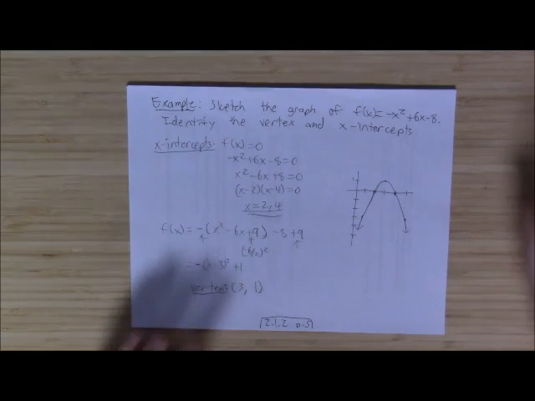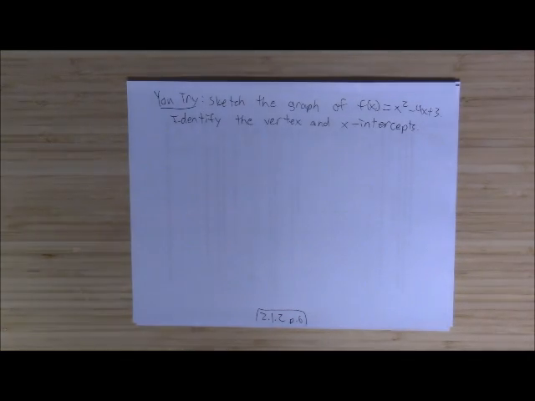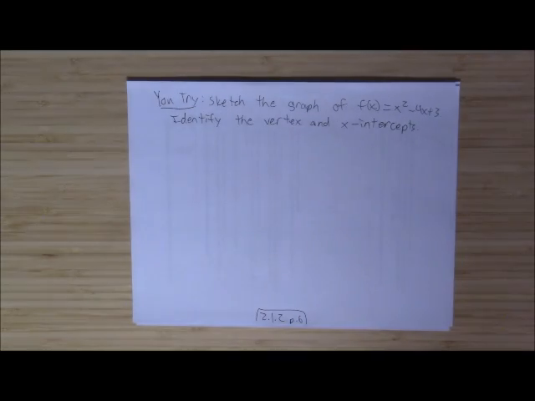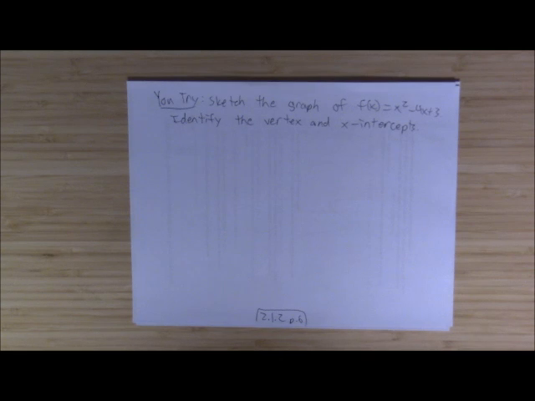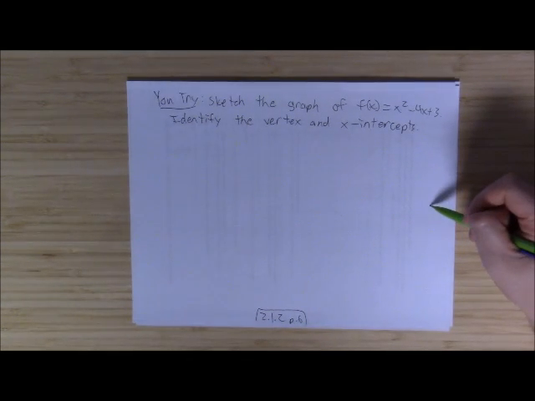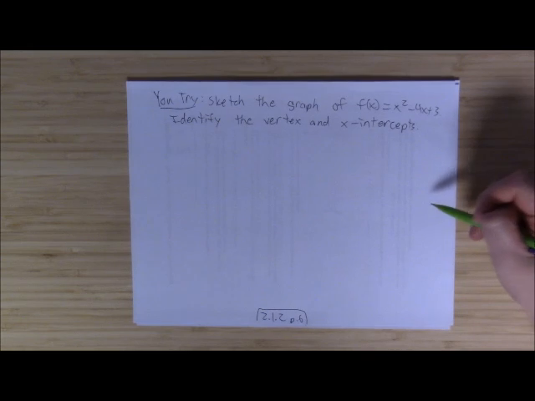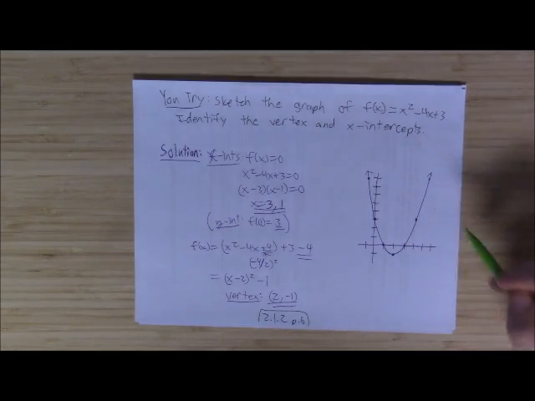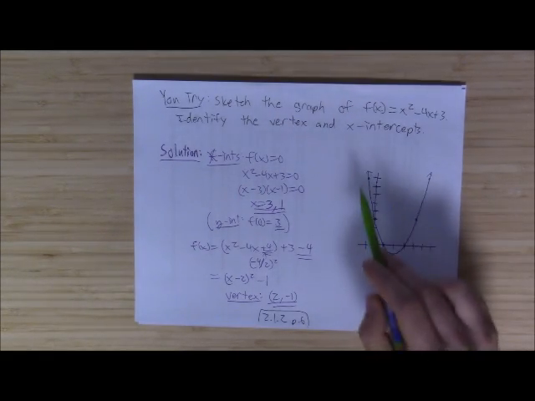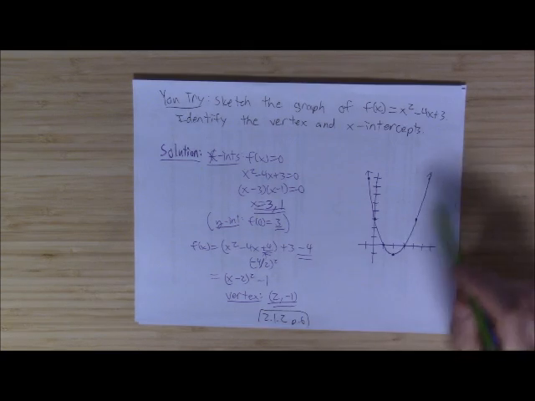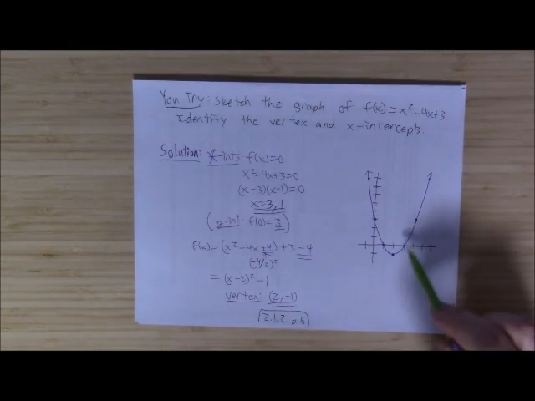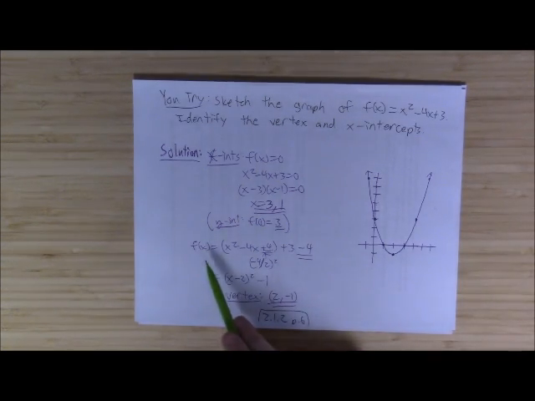Okay. And once again, let's have you try an example. So go ahead and sketch the graph of f(x) equals x squared minus 4x plus 3 and identify the vertex and the x-intercepts. On the count of 3, I'll reveal the solution. 1, 2, 3.